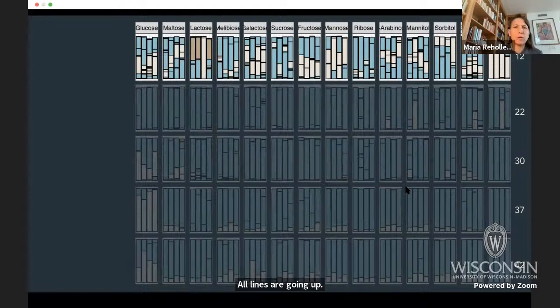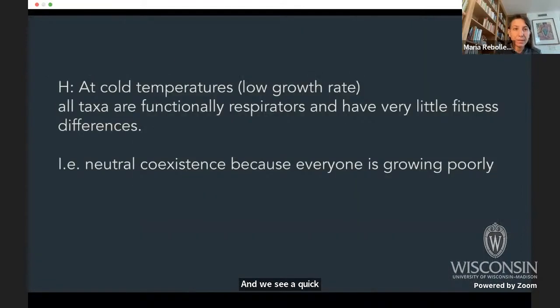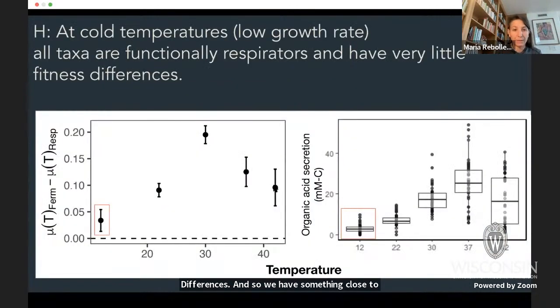So what's happening at 12, where we expected it to be basically only fermenters, and we see a coexistence of the two types and actually a lot of diversity? Well, our hypothesis is that at these cold temperatures, where we have low growth rate of everyone, all taxa are functionally kind of respirators. They're not producing a lot of acetate, and they have very little fitness differences. And so we have something close to neutral coexistence because everyone is growing kind of poorly.